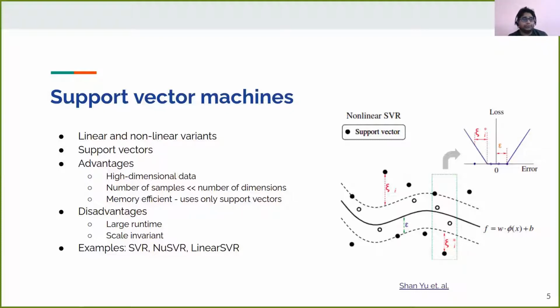Disadvantages of support vector machines: it has a large runtime, which increases with the data. Examples of support vector machines are SVR, the support vector regressor, and NuSVR, these are nonlinear variants, and linear SVR is the linear variant of support vector machines.